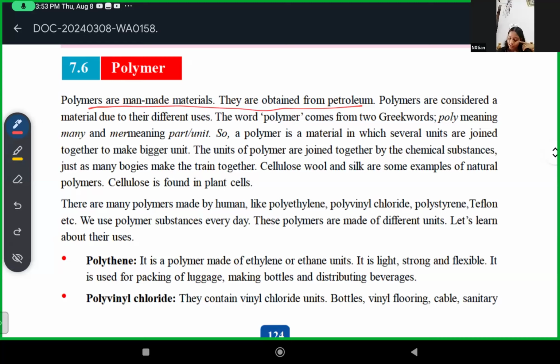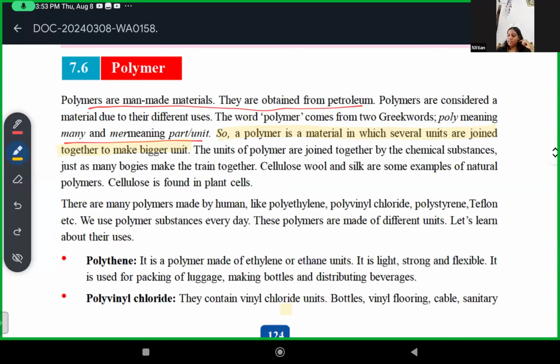So, polymers are considered a material due to their different uses. The word polymer comes from two Greek words. Poly means many, and mer means part or unit. So, polymer is a material in which several units are joined together to make a bigger unit. The units of polymer are joined together by chemical substances, just as many bogies join together to make a train.